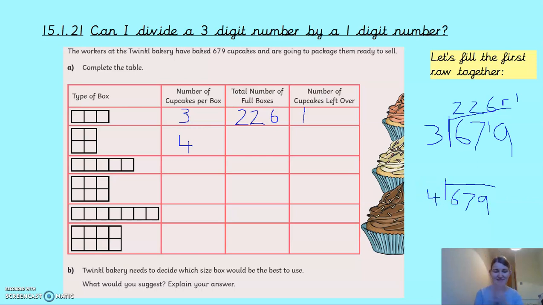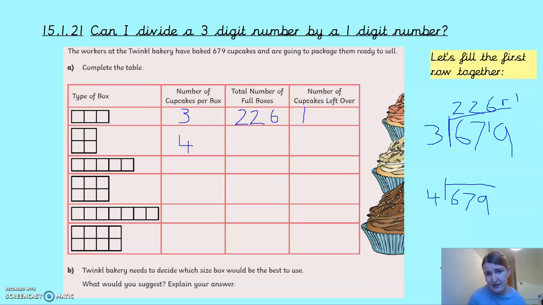All right. So what I want you guys to do, we've done the first row together. I've given you a hint on the second row. Pause me here. See if you can fill in the table by doing each one, by working out how many in each box, dividing. And then once you've got a complete table, the final thing I want you to think about is which size box would be the best to use? What would you suggest? Explain your answer. Now, what I'd say is pause me here, fill in the box, decide on what you think your answer could be, and then I'll explain which my answer would be.